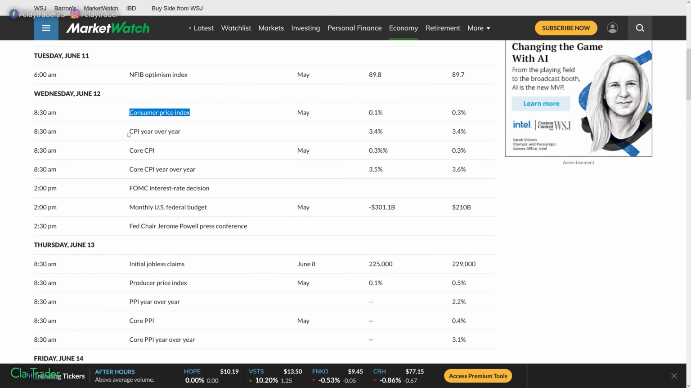The Consumer Price Index, the CPI, the Core CPI. These are very, very important ones. Again, how do I know that? Just by going over the headlines and so on and so forth, like I just talked about. So 8:30 a.m. is the one that matters for futures traders and stock traders, assuming you trade pre-market.